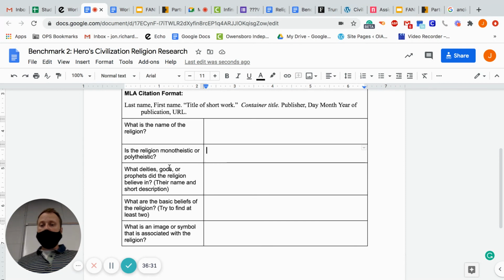The third question says, what deities, gods, or prophets did the religion believe in? I want their name and a short description. I'd say like 2 or 3. 1 is fine, but if it's polytheistic, with many gods, many deities, prophets, then you need more than 1. Okay. And then what are the basic beliefs of the religion? Try to find 2 beliefs of the religion. And then what is an image or symbol that's associated with the religion? You just copy and paste a picture of their symbol, like Christianity is the cross, or Judaism is the Star of David. Something like that can go into that box.